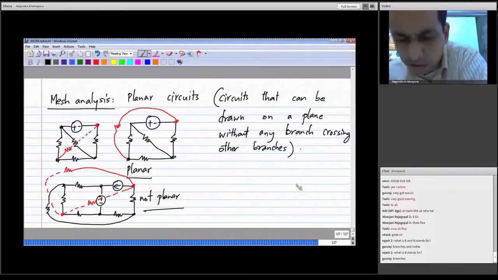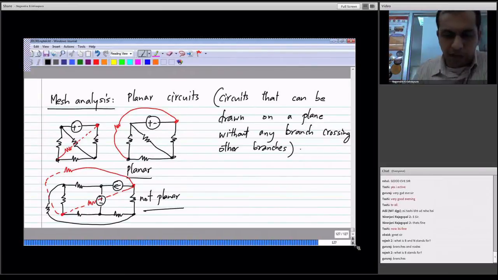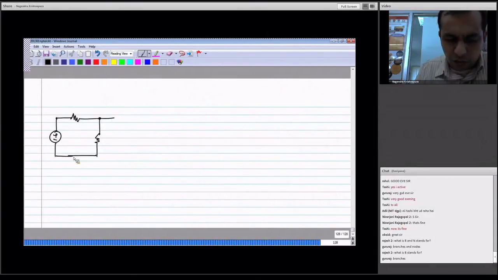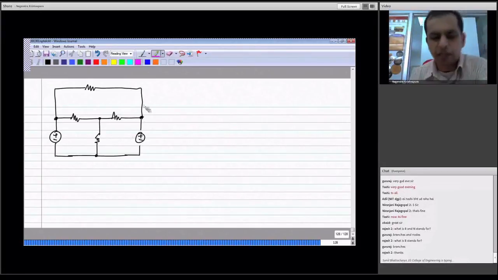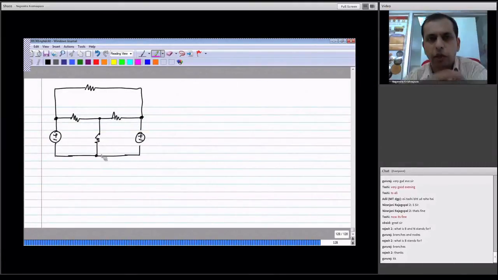So once you have a planar circuit, let me again take a circuit of this sort, and I will initially consider a circuit with only resistors and voltage sources. This is a planar circuit, no branch is crossing any other branch. And when you have a planar circuit, you can always identify regions like this, okay, loops like this, which are separate from each other.